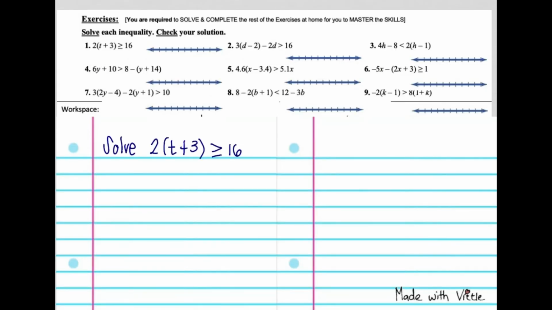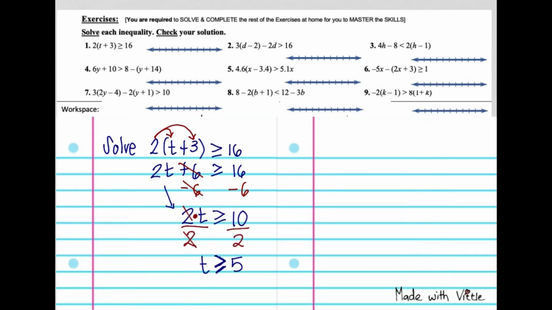Solve 2 times the sum of t plus 3, close parenthesis, is greater than or equal to 16. 2 times t is equal to 2t. 2 times 3 is 6. Cancel the positive 6 by doing -6 on both sides. Divide both sides by 2.